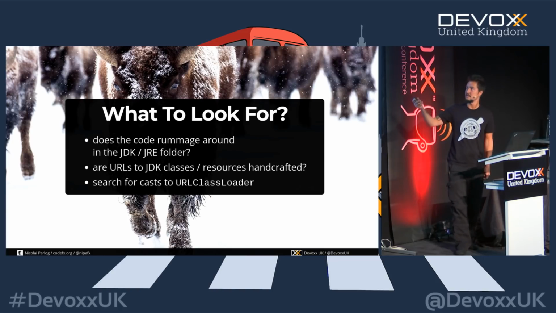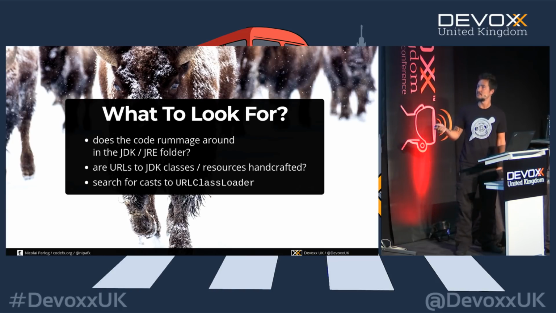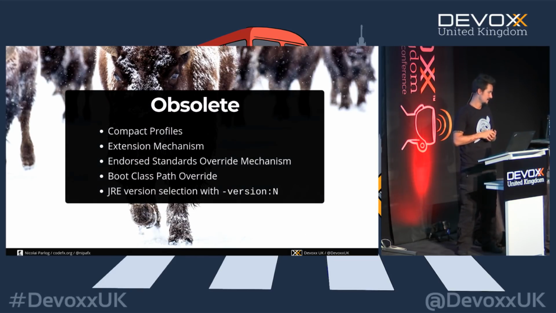So you have to look for these URLs, or if you want to check whether something is wrong with the JDK or JRE folders, does your code look into them? Or then finally search for cast to URL class loader. But all these are kind of specific problems. They're not so likely that you're going to see them. And these are even less likely, maybe.